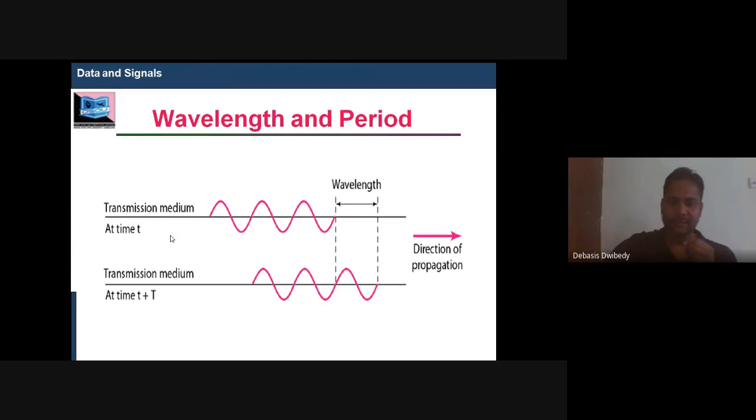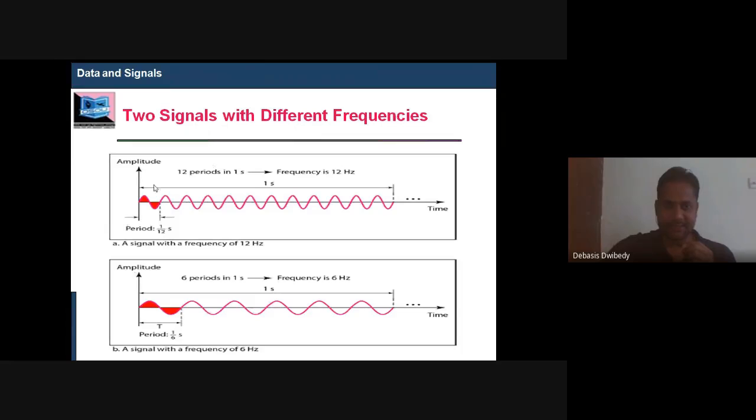Okay. Now come to frequencies. Now in these two diagrams, you'll find that this is a signal with very high frequency, and this is a signal with very low frequency. It means what? 12 periods in 1 second. So 12 such patterns are repeated. 1, 2, 3, 4, 5, 6, 7, 8, 9, 10, 11, 12. So 12 such patterns are repeated in 1 second. So its frequency is 12 hertz.